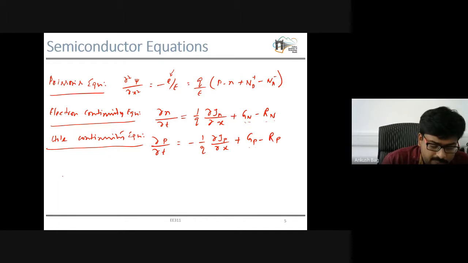And finally, this Jn and Jp. I'll not write this equation, or okay, just for the sake of completion, those two current density equations.